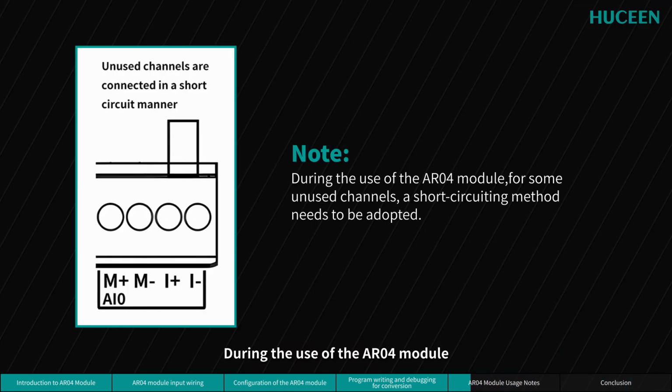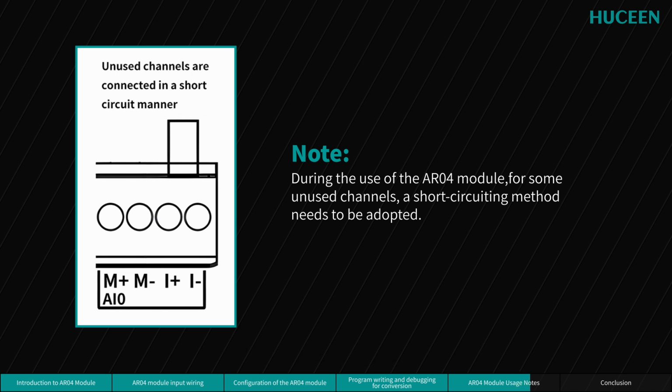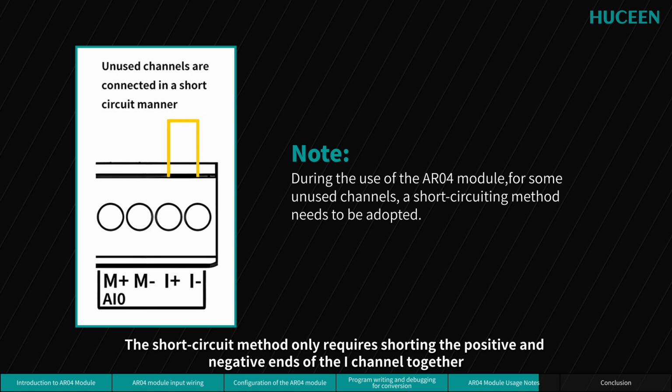Note: during the use of the AR04 module, for some unused channels, a short-circuiting method needs to be adopted. This is to prevent any interference with the normal operation of other channels of the module. The short-circuit method only requires shorting the positive and negative ends of the I channel together.